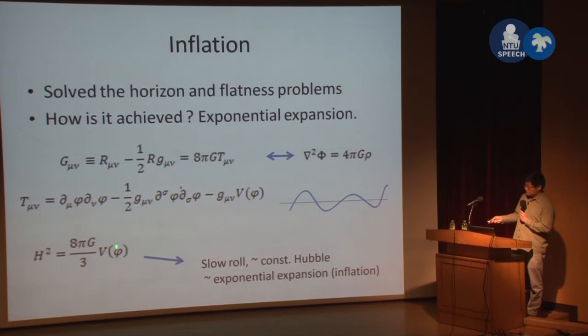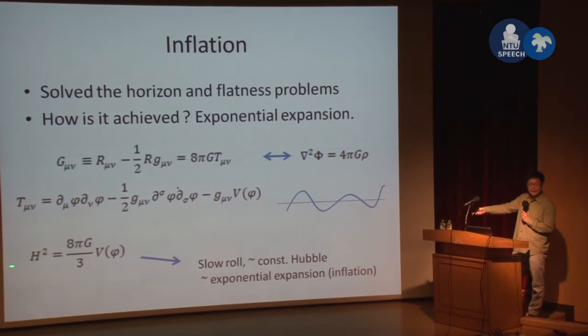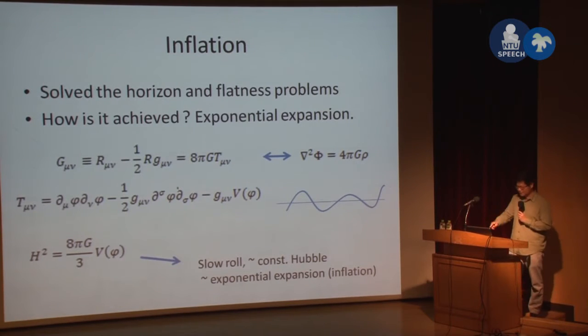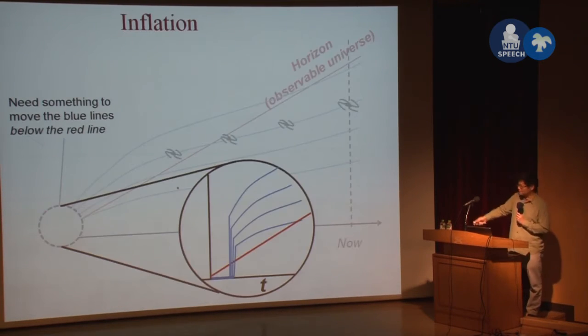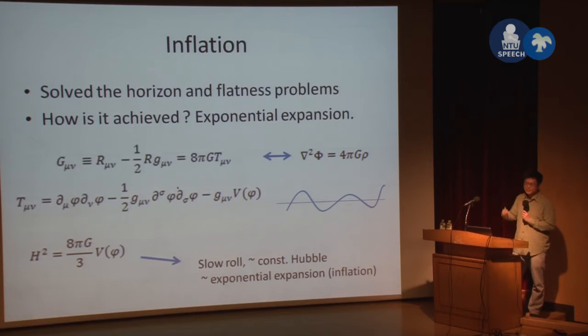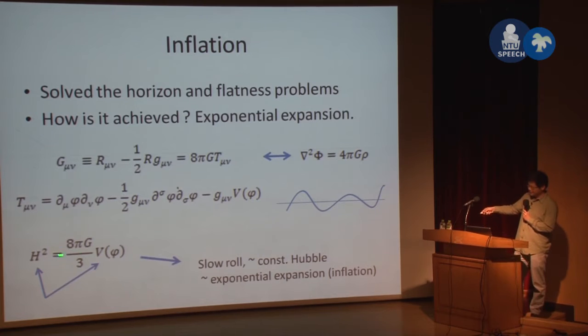So if the scalar field changes very slowly, or it satisfies the so-called slow roll condition, you get a constant expansion rate, or A dot over A, the Hubble parameter. And that gives you a constant exponent, and it's an exponential expansion that solves this problem. All right? So it's a very simple concept. You only use general relativity, basically. And what you get is the energy scale of your scalar field gives you the expansion rate.